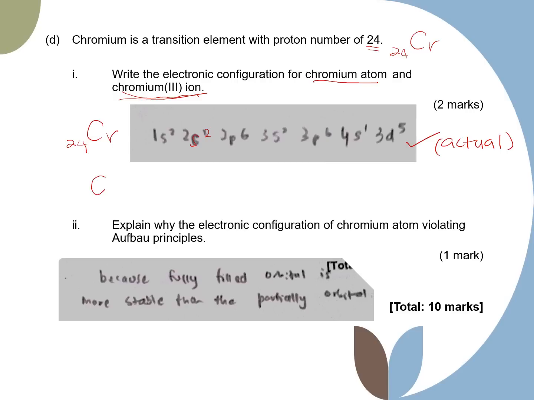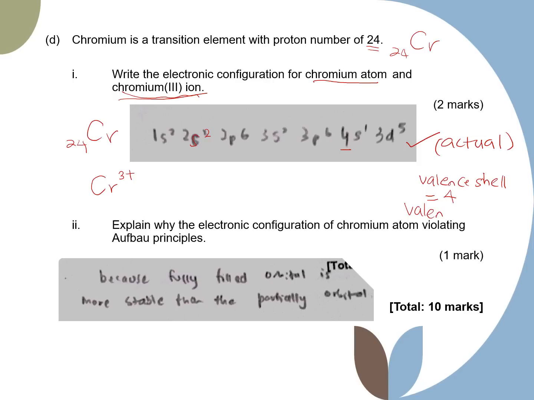What is the ion of chromium? The ion of chromium has a positive 3 charge. It means we have to remove 3 electrons. From where? Look back at the configuration. Let's do what we have done for the previous question. Determine the valence shell. Based on the electronic configuration, the largest value of n is 4, so the valence shell is 4.